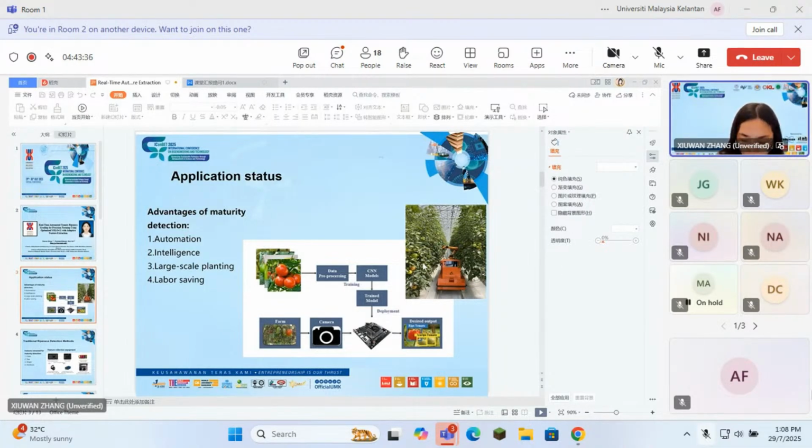Tomatoes are a very important economic crop, widely cultivated around the world, characterized by high yield and short production cycles, with extensive planting areas globally. Therefore, introducing information technology into the tomato cultivation process and monitoring tomato ripeness through technical means can efficiently enhance production effectiveness.